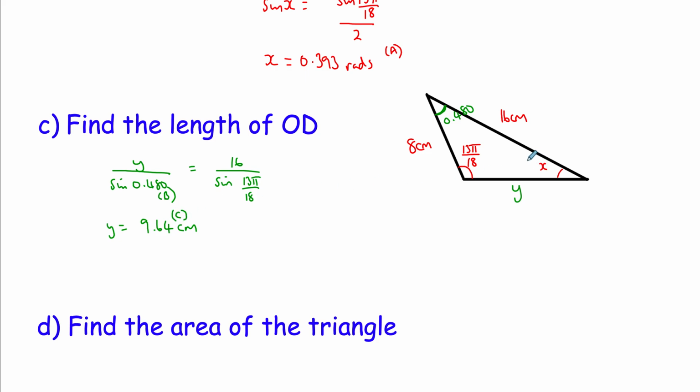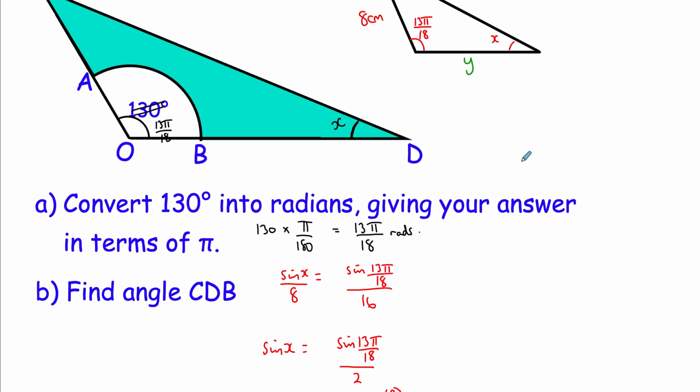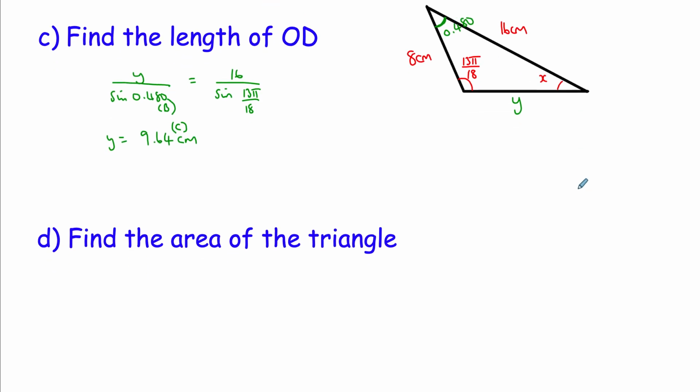Okay, then we're on to finding the area of the triangle. That's easy as well because we've got loads of information now. So the area of the triangle, we can do a half ab sine C. We've got all sides, all angles, so it doesn't matter which side and angle you use as long as it is two sides and the angle between. So if I'm using the 8 and the 16, I need to use the 0.48. If I'm using the 8 and the y, I need to use 13 pi over 18. And if I'm using the 16 and the y, I need to use the x. Really doesn't matter though.